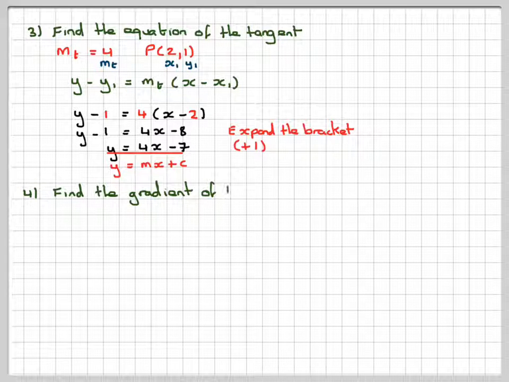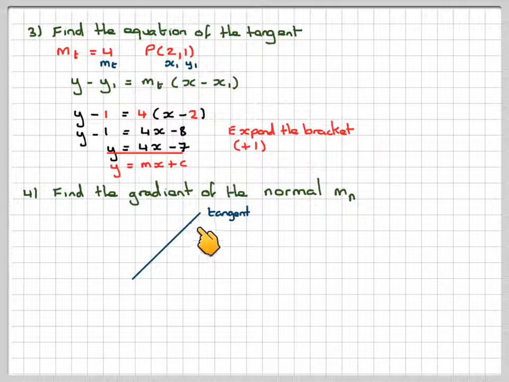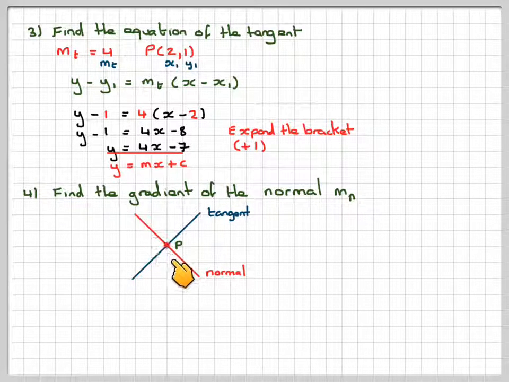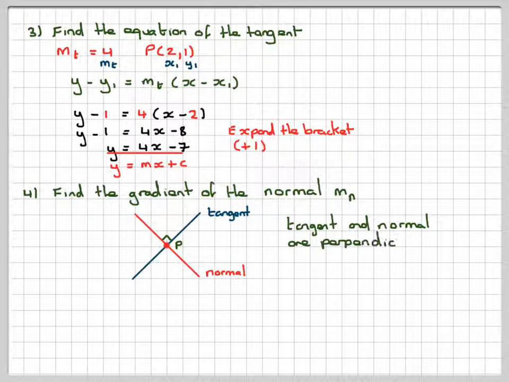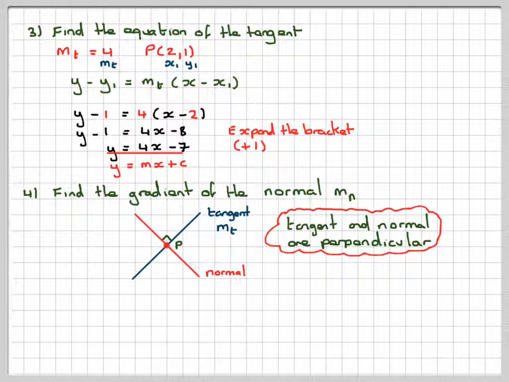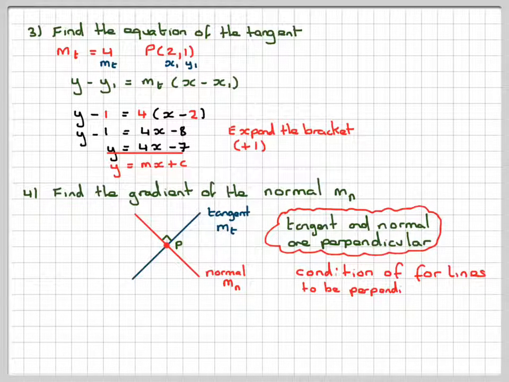Step number 4 is we have to find the gradient of the normal, mn. Now before that, if we have a tangent, then we know the normal is going to be perpendicular, so both of these are drawn at P. Therefore this angle here is 90 degrees. So what is the condition for gradients? The tangent and the normal are perpendicular, i.e. at right angles to each other. If we call this one mt, and the gradient of the normal mn, so these stand for the gradients of these lines, the condition for lines to be perpendicular is that if you multiply mt times mn, you get minus 1.